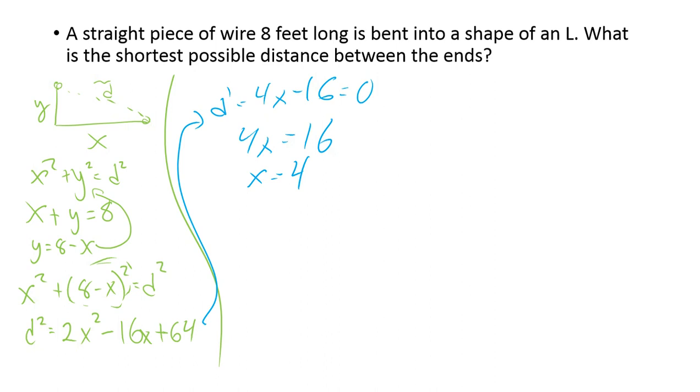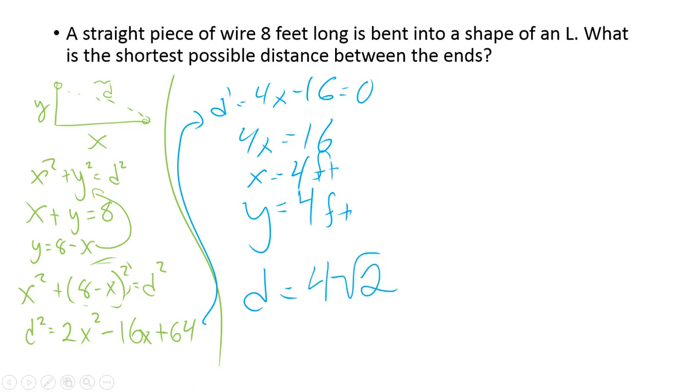So x equals 4, which means y has to be how long? 8 minus 4 is 4. So 4 feet each. And now what would be the distance between the two? What is d? That would be 4 squared, 16, plus 4 squared, 16, which equals the square root of 32, which is 4 square root 2 feet.